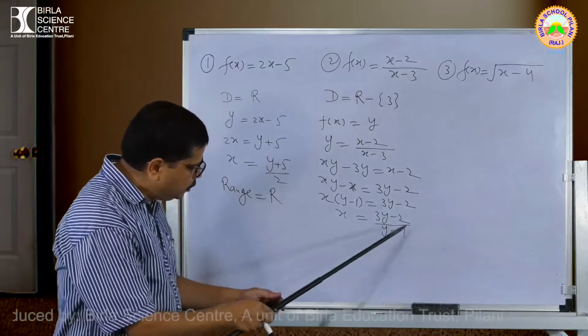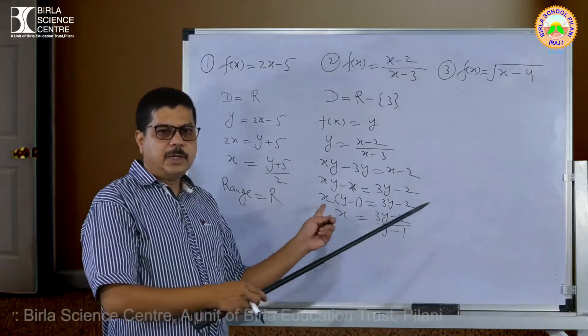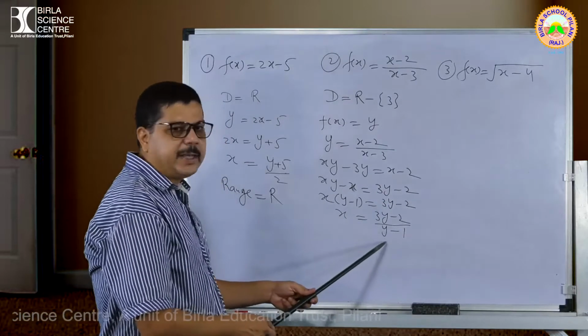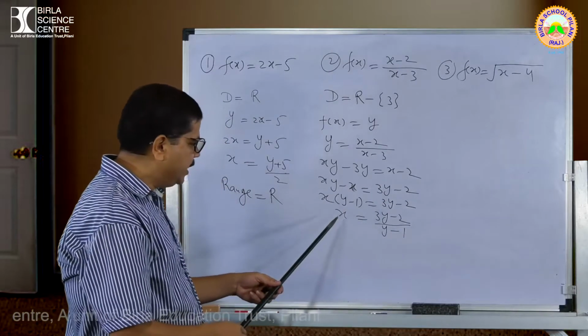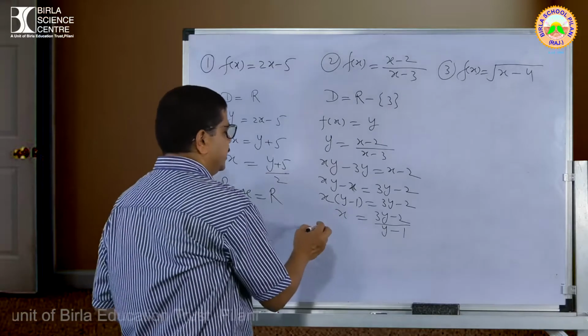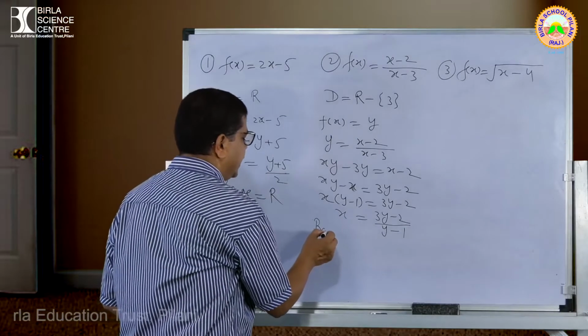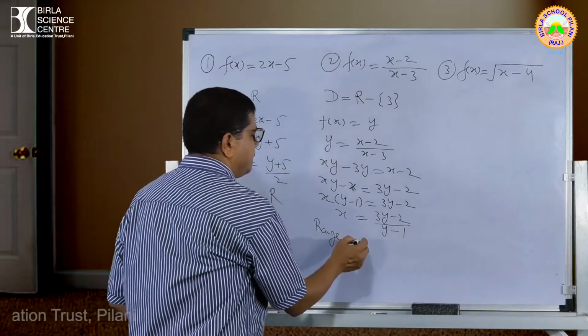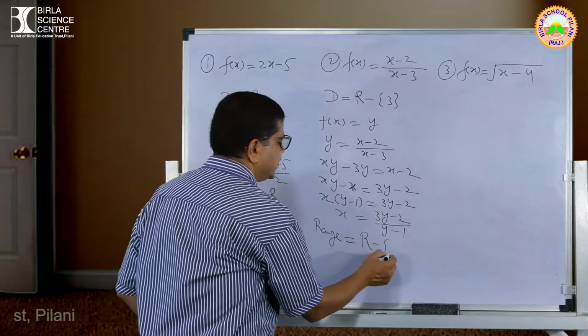So all values of y which give you real x, except y equal to 1. Every value will give you real x. So its range becomes all real numbers except 1.